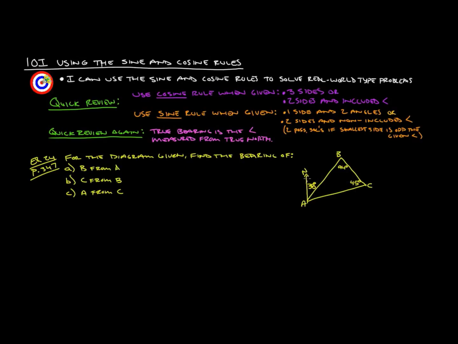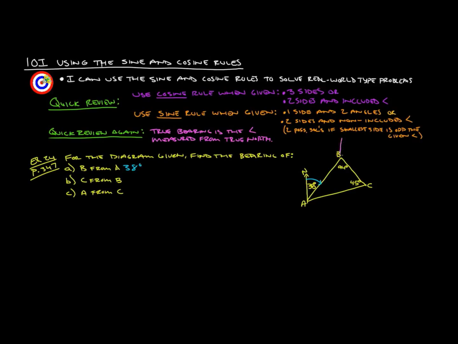First thing we're looking for, here's true north. We want to figure out what this angle here is, and guess what? It gives it to us. This is 38 degrees, just true north to whatever the angle is that you're heading to get to B. Okay, now we've got to do C from B.